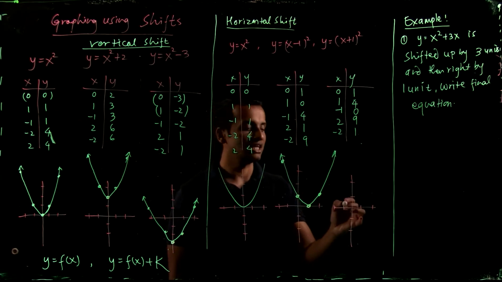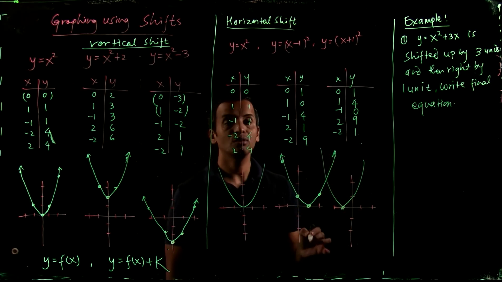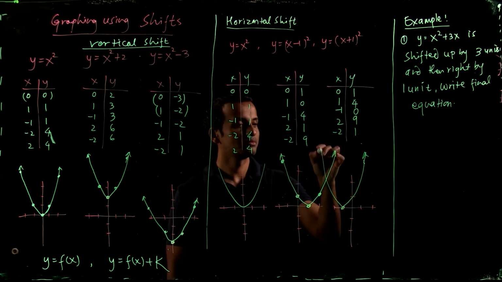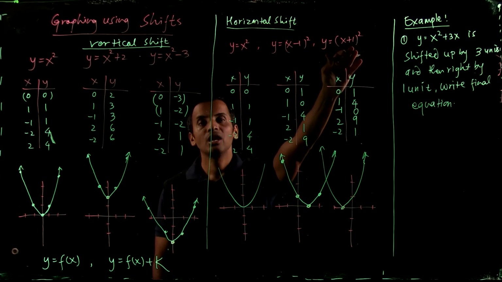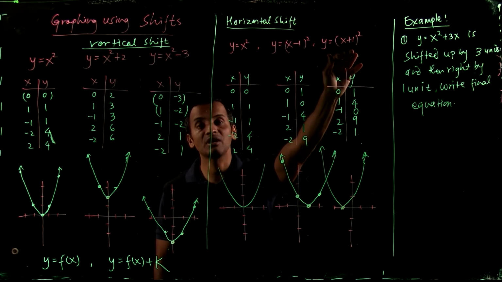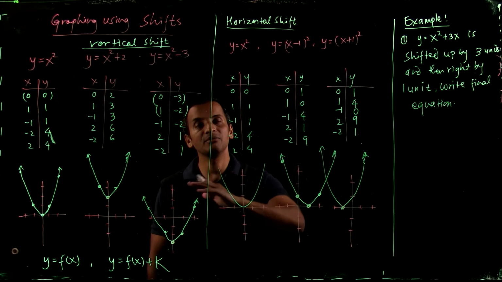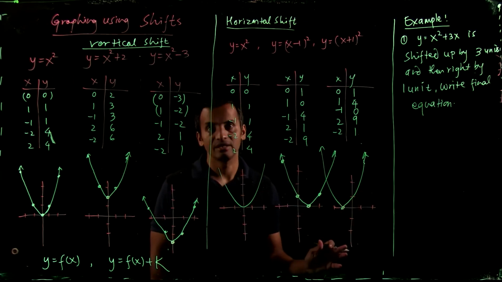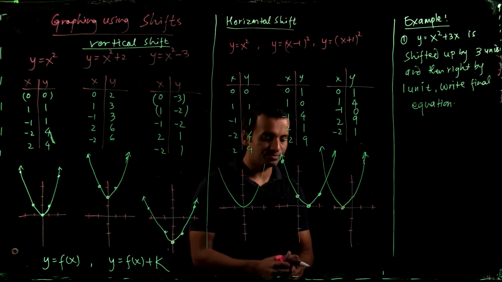So it will be shifting to the left. Exactly the same graph, but shifting to the left. It will look like this. Okay? So meaning that if you are adding a number to x, then you are shifting the graph to the left. If you are subtracting a number from x, you are shifting the graph to the right. Does that make sense?